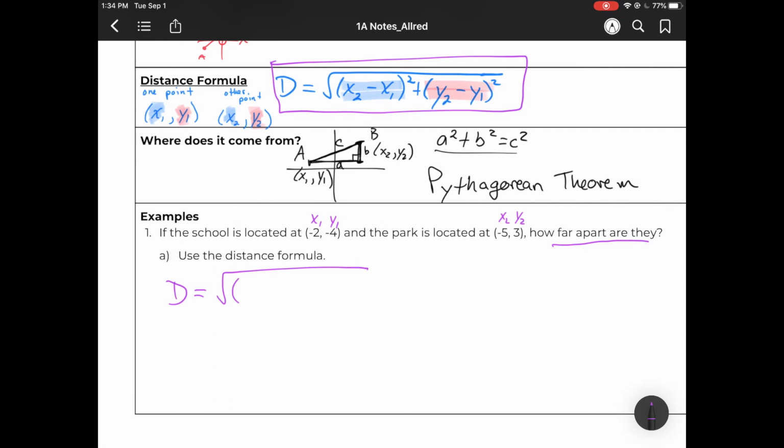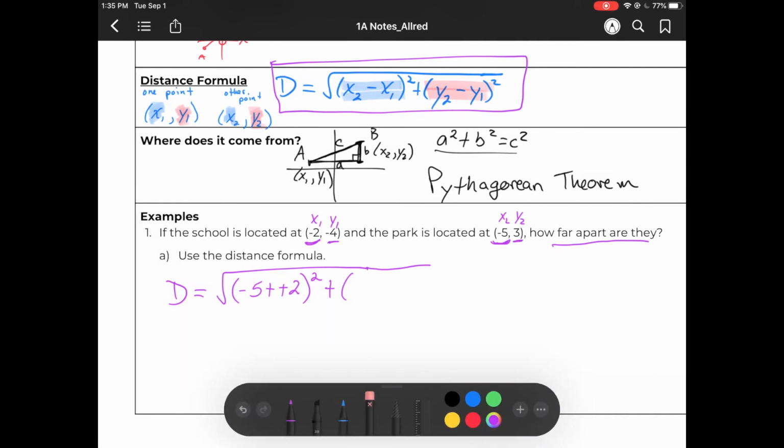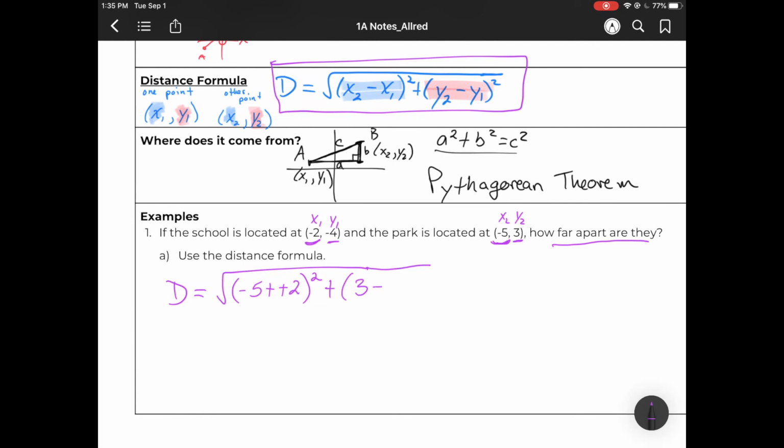That first parentheses is the difference between the two x values, -5 and -2. Difference means subtraction. So I do -5 minus -2. When you subtract a negative, remember that turns it into plus positive. And then you take that parentheses and you square it. And then we do the same thing for the y values. Take my y values, y2, 3, and then y1, -4, and find their difference. So I do 3 minus -4, again, minus negative turns into plus positive. And we square that.